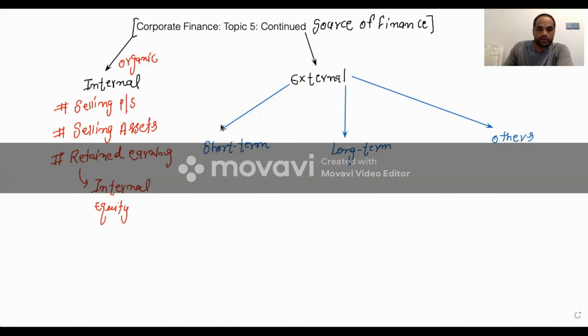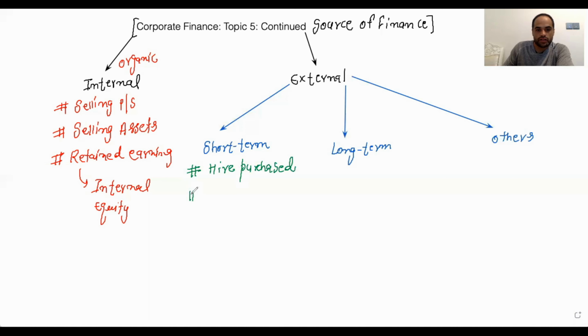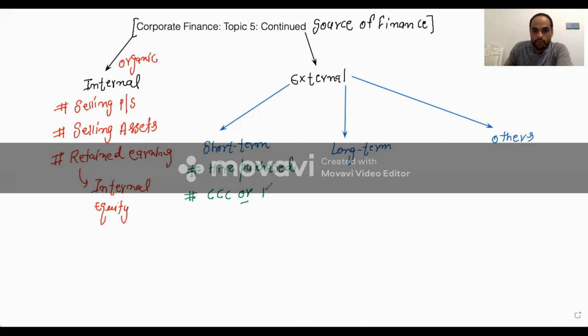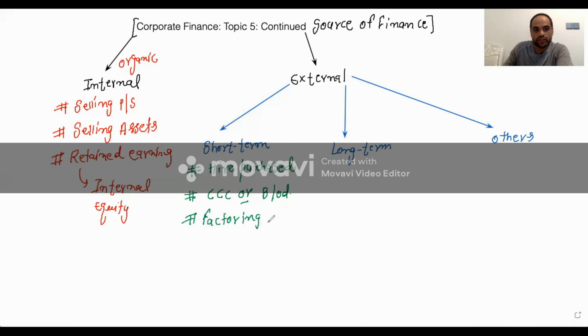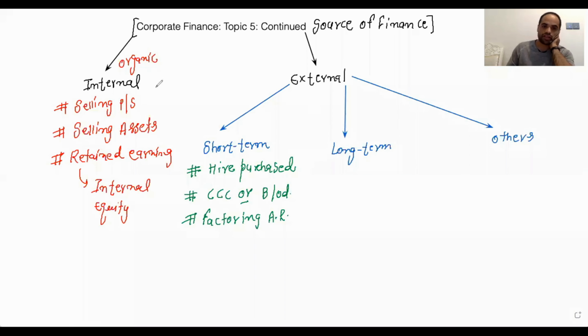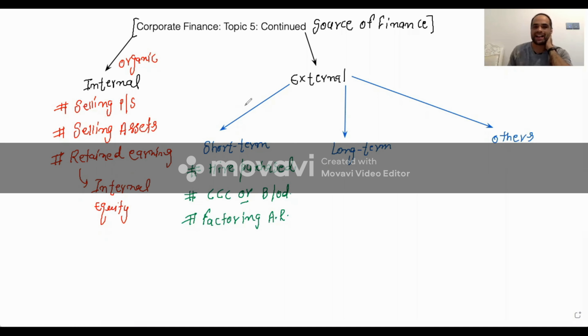So we covered hire purchase. We covered commercial credit cards or bank overdraft, bank OD. OD stands for overdraft. And factoring accounts receivable. So these three short-term sources of finance are what we studied in the last session. Now we continue with the next short-term external source of finance.